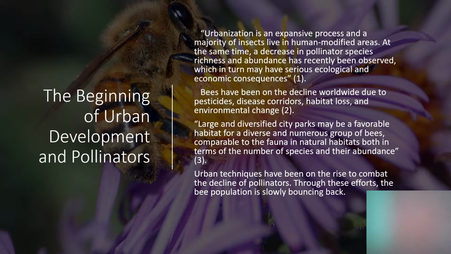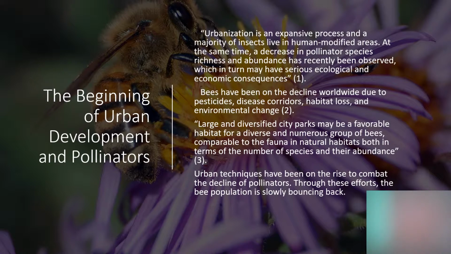The beginning of urban development and pollinators. Urbanization is an expansive process and a majority of insects live in human-modified areas. At the same time, a decrease in pollinator species richness and abundance has recently been observed, which in turn may have serious ecological and economic consequences.